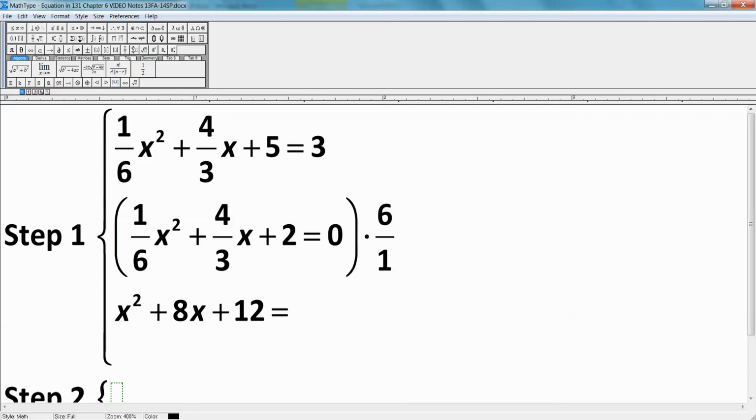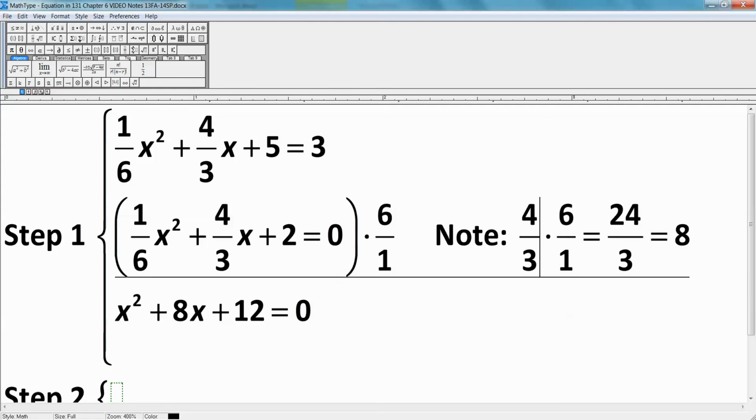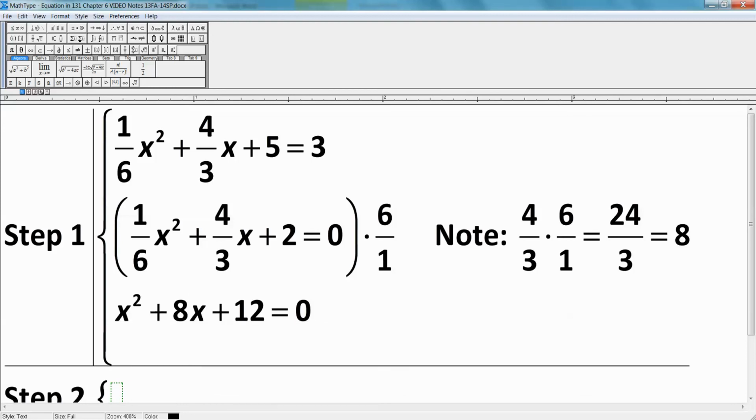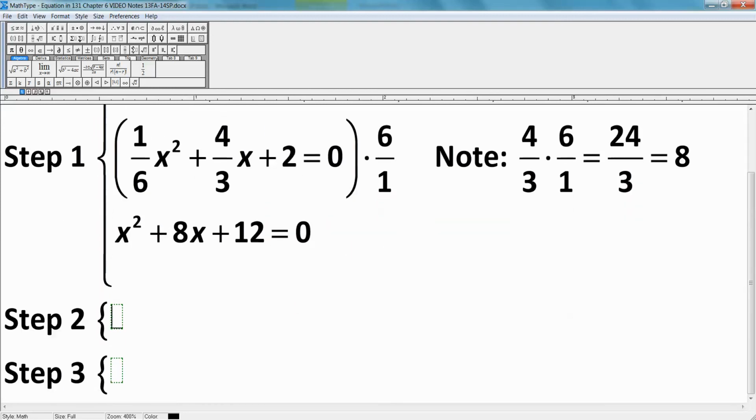Plus 12 equals 0. So I guess we could just make a little note over here somewhere. 4/3 times 6 makes 24/3. That makes 8. And again, you guys have calculators. Your calculators will find these numbers for you as well. All right, so we've got x squared plus 8x plus 12 equals 0. We're good with that. So now we need to factor that.